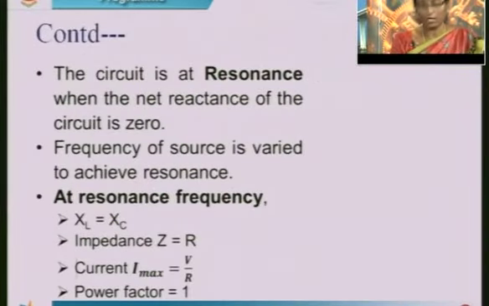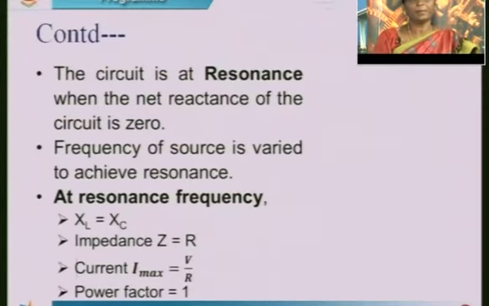Now, when will the condition of resonance occur? The circuit is at resonance when the net reactance of the circuit is 0. So, what is the net reactance here? Inductive reactance must be equal to the capacitive reactance. XL minus XC must be equal to 0. And the frequency of the source is varied to achieve resonance.